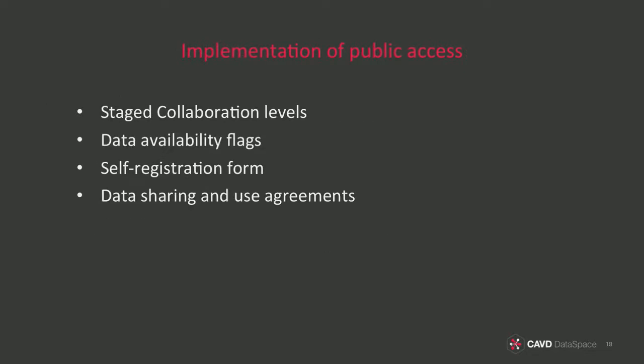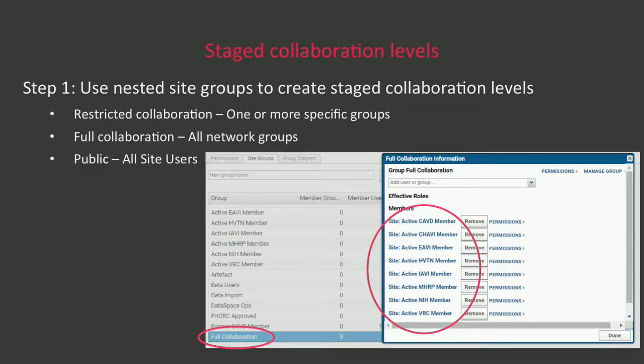So there are 4 main areas that we worked on during implementation. The first is what we call staged collaboration levels. The second is data availability flags. We set up a self-registration process, and then we've done some updating on our data sharing and use agreements. And I'm just going to step through those quickly.